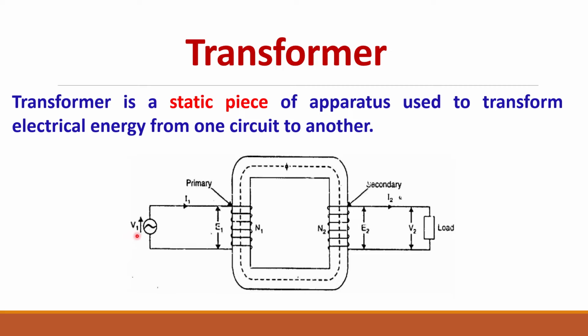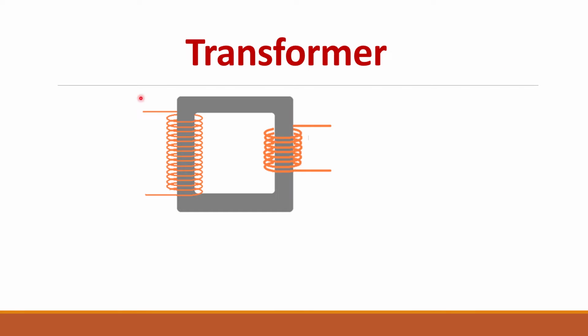So we will be giving the electrical energy to one winding and we will be taking the output from the second winding. That is why it is used to transfer electrical energy from one circuit to another. A transformer is a static piece, meaning that there are no moving parts in a transformer. So this is the magnetic core with primary and secondary windings.